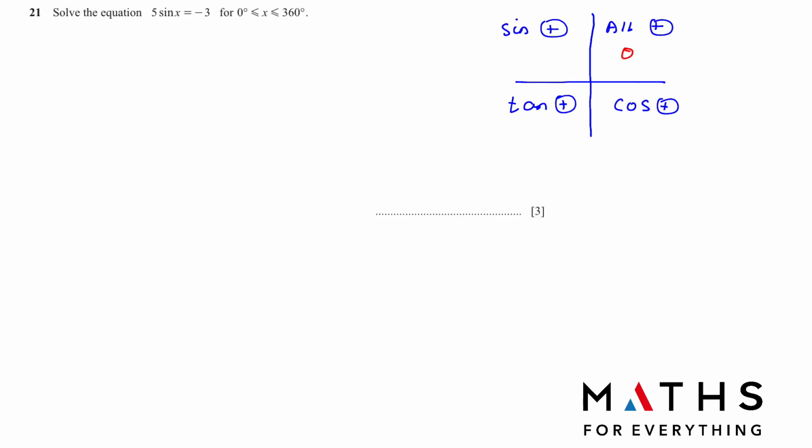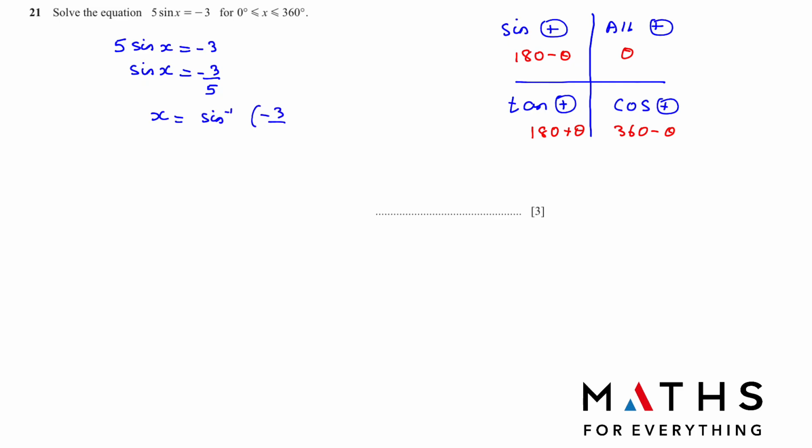First is theta, second is 180 minus theta, third is 180 plus theta, and the last is 360 minus theta. I will try to put in a video for more detail about this topic. Now we write 5 sine x is equal to negative 3. Shift the 5 to the other side. Then we write x is equal to sine inverse of negative 3 over 5.